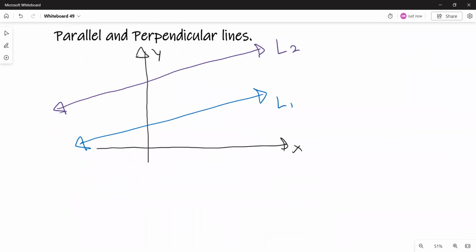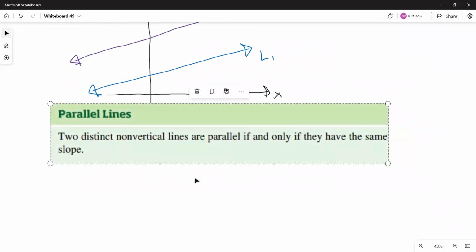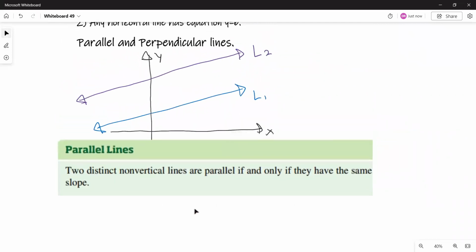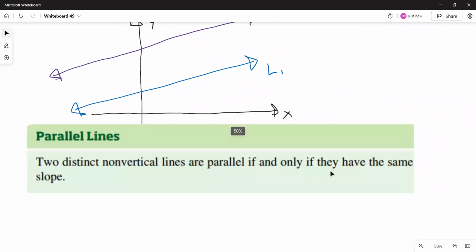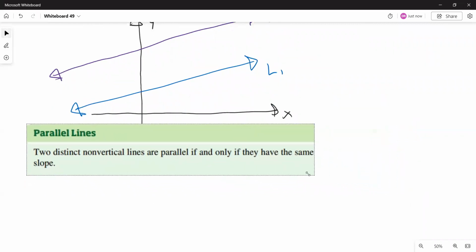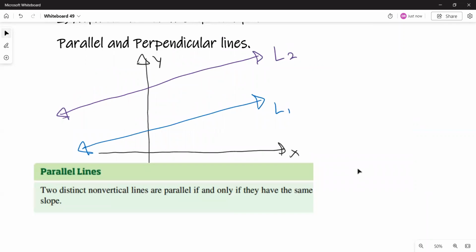So parallel lines have the following characteristic. If you notice, parallel lines have the same inclination. So if they have the same inclination, the same ratio of rise over run, the slope must be the same. So two distinct non-vertical lines are parallel if and only if they have the same slope. So that's the case with parallel lines.